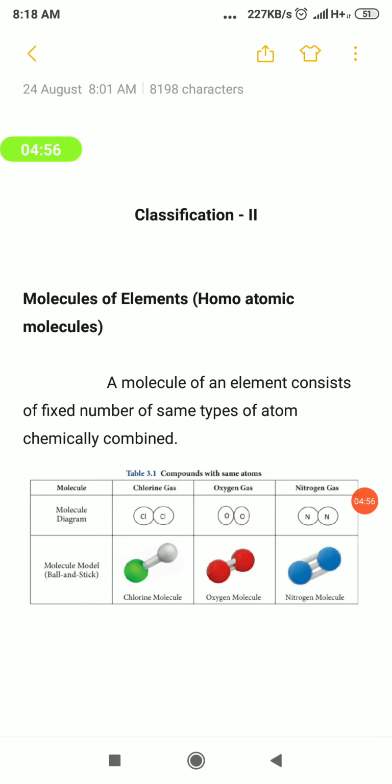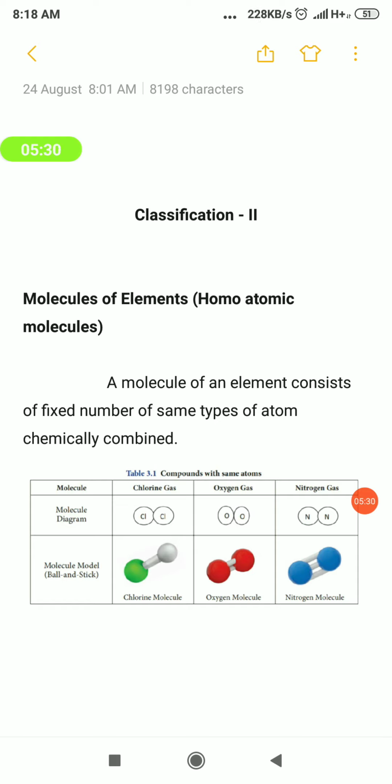Homoatomic molecule means if a molecule is made by same kind of atoms, then the molecule will be called homoatomic molecule. Then what can be the another kind of molecule? Surely it will be hetero, since the opposite of homo is hetero, no? Molecules of elements are also called homoatomic molecules. The definition is: a molecule of an element consists of fixed number of same type of atoms chemically combined. The examples are molecular chlorine, molecular oxygen and molecular nitrogen, and so many examples are there.